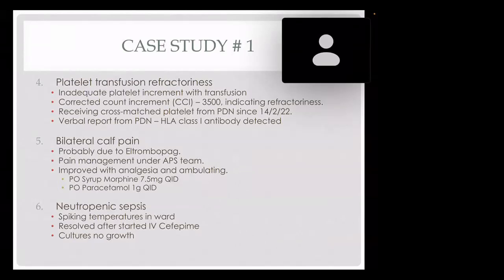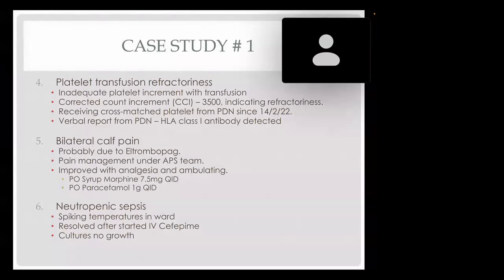So we started him with some medication that we call L-Thrombopag, and he had some bilateral calf pain. So this was probably due to the L-Thrombopag itself. Later we will explain what is L-Thrombopag.